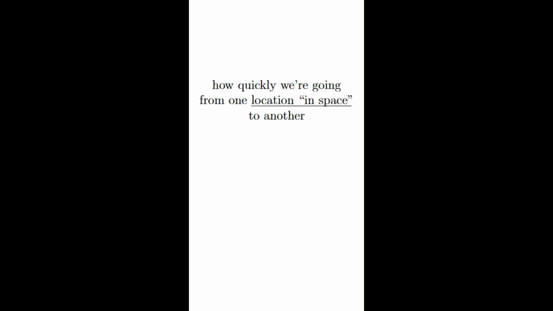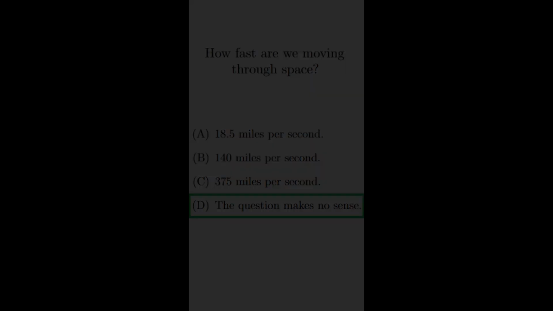If two events take place at different times, how can you define a concept of whether or not they took place at the same spatial location in the universe? So the question of how quickly we're going from one location in space to another makes no sense, so the answer is D. Question 8.